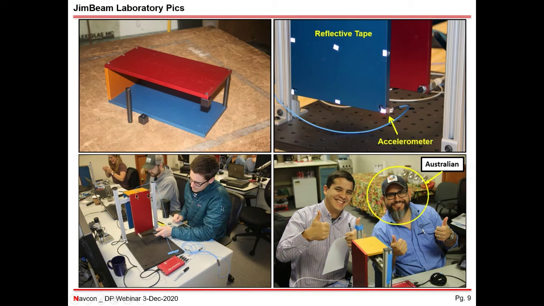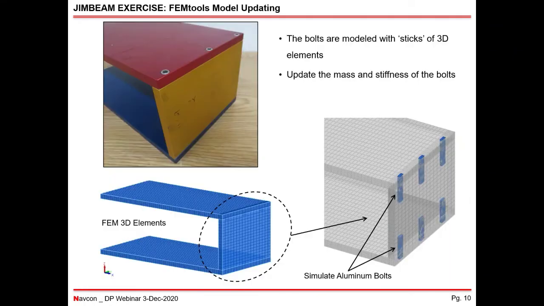And here we're just showing an impact test. This is the accelerometer that we typically use for Jim Beam. It's a 1 gram triaxial accelerometer. And this is one of our attendees that came from Australia. I think he's been in the class a couple times. So later on, when we look at FEMtools, we're going to import into FEMtools a 3D brick model of Jim Beam using hexahedral elements, and then we're going to correlate that with test results.